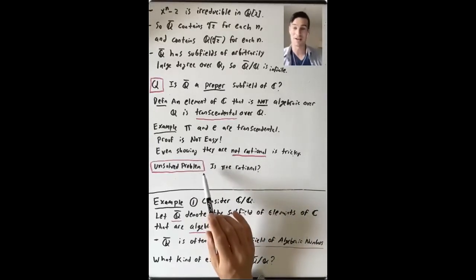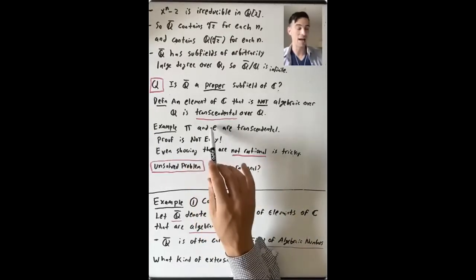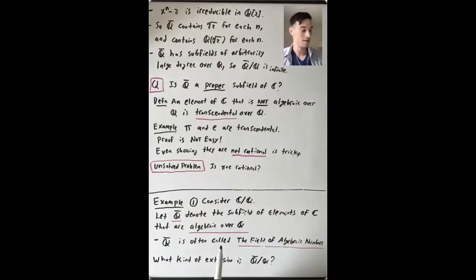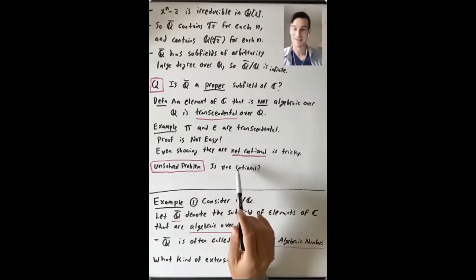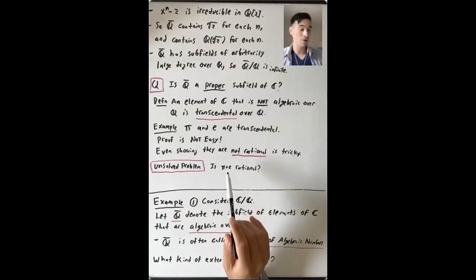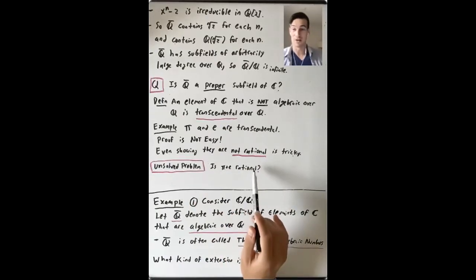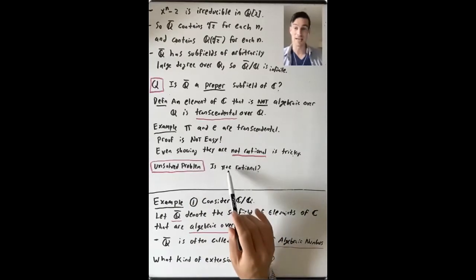Here's an example of an unsolved problem. We know that pi and e are transcendental, so they're definitely not rational. But what about pi plus e? That's probably transcendental, but I don't think that it's currently even known whether or not pi plus e is rational. It almost certainly isn't, but I don't think we have techniques for proving this kind of thing.